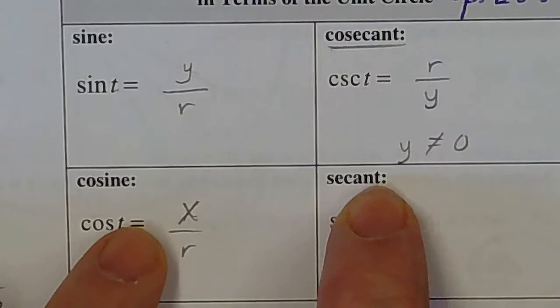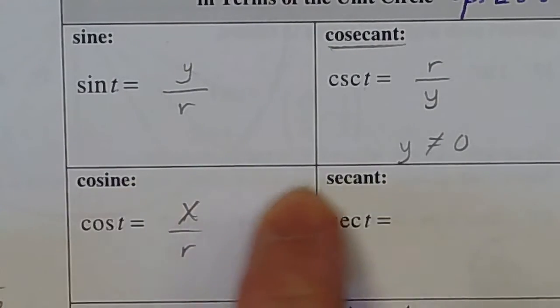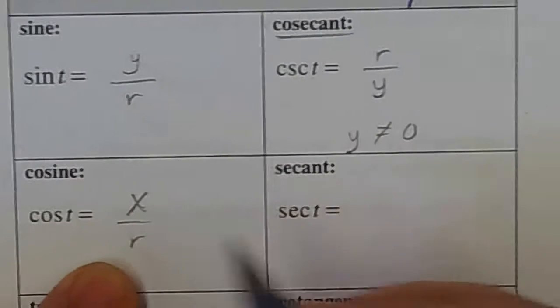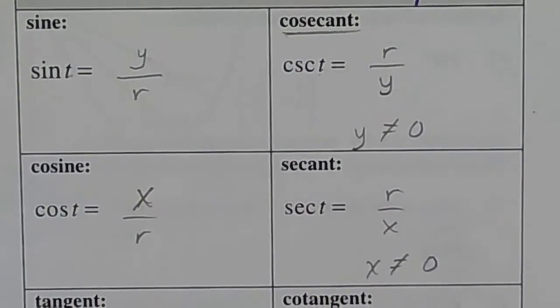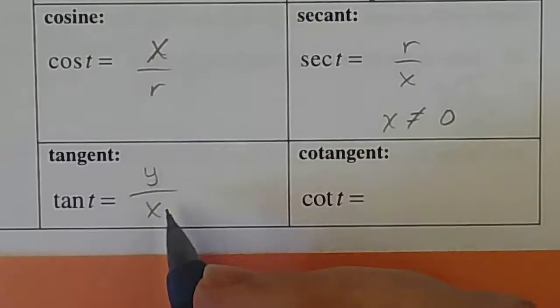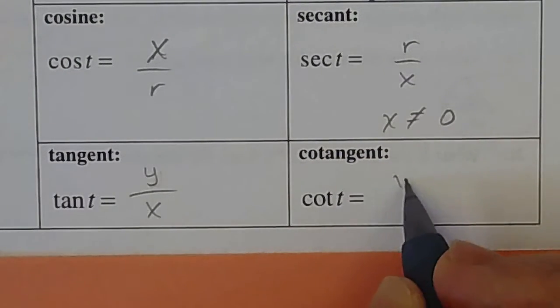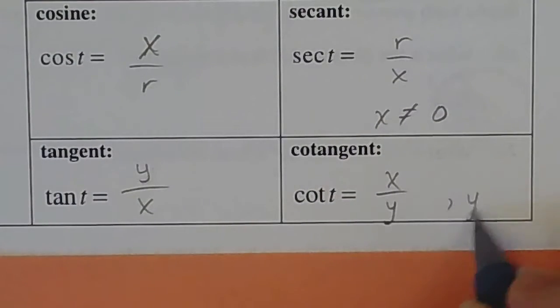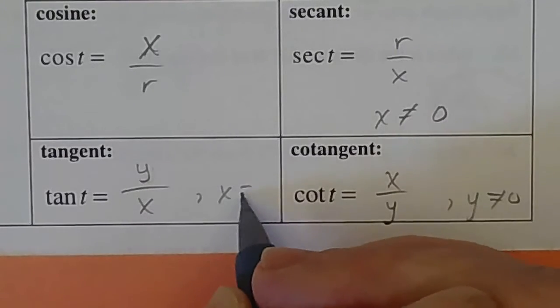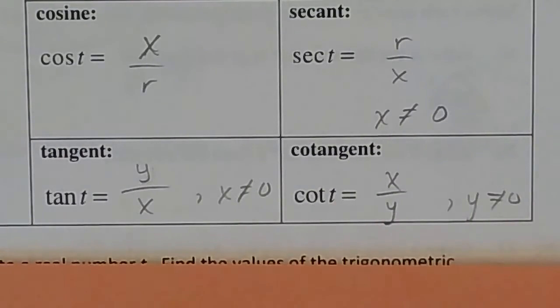Okay, secant, abbreviated sec. This is always going to be the reciprocal of cosine. So it's going to be r over x, where x cannot equal 0. And then tangent and cotangent, these are also reciprocals of each other. So if tangent is y over x, cotangent is going to be x over y. Both of these actually have restrictions. I didn't put it in there before, but y cannot equal 0 here, and x cannot equal 0 here, okay? All right, so those are the 6 trig functions we have to get used to, eventually commit to memory before the quiz, okay?